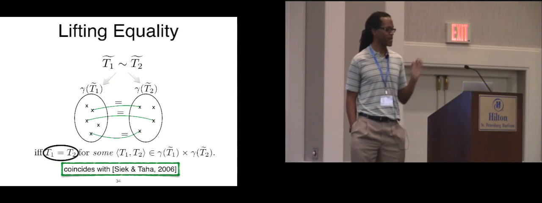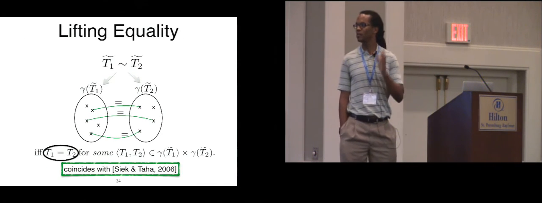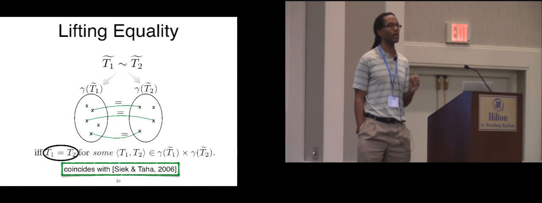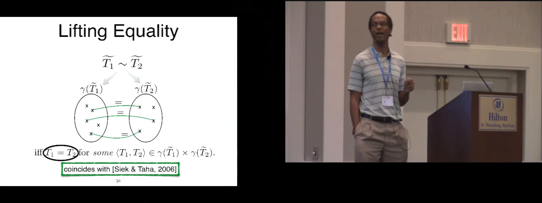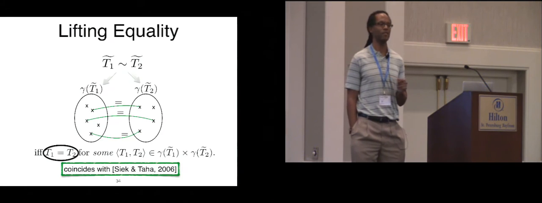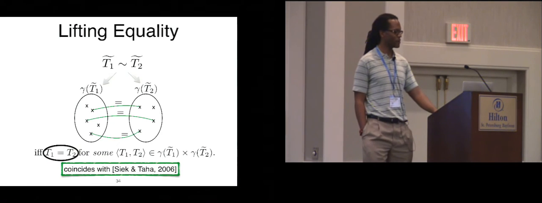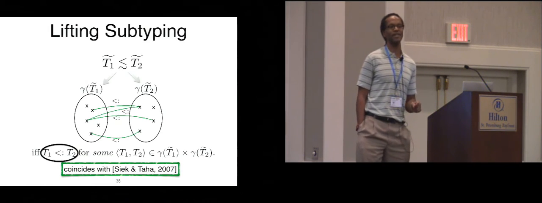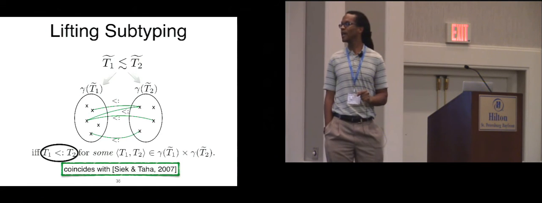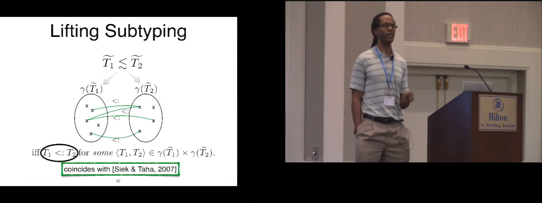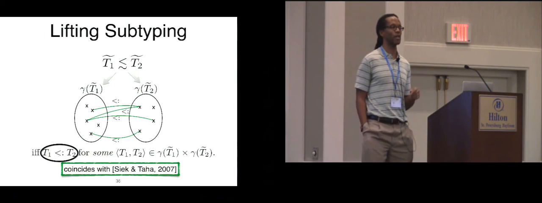So if we replace that predicate with equality, we immediately produce a relation that coincides exactly with Siek and Taha's notion of consistency from the first paper. And if we fast forward a year, and replace it with static subtyping, we end up with consistent subtyping, which appeared a year later in a paper on gradual objects.